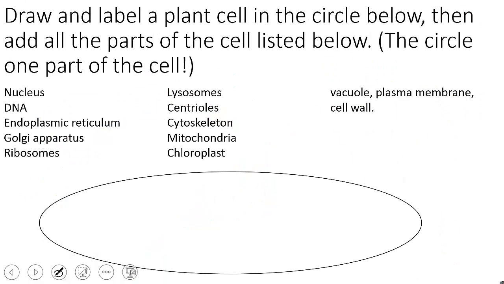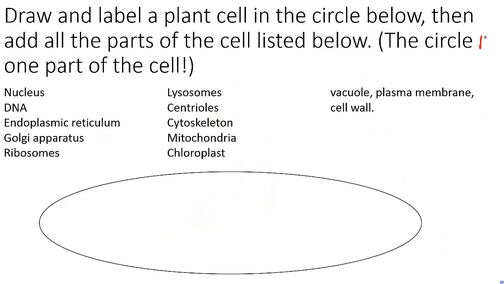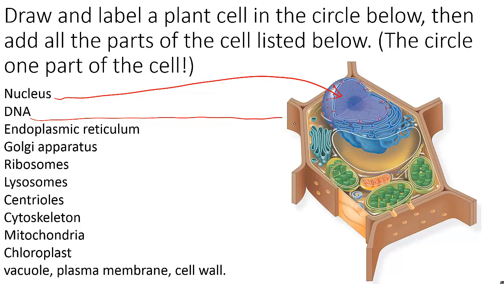Draw and label a plant cell in the circle below. Then add all the parts of the cell listed below. The circle is one part of the cell. Oops. The circle is one part of the cell. Alright, so in order to do this, let's take a look at what a plant cell is and remember the parts. The nucleus is that big central thing. The DNA is inside of it. The endoplasmic reticulum is these blue things right there. The Golgi apparatus is over here.